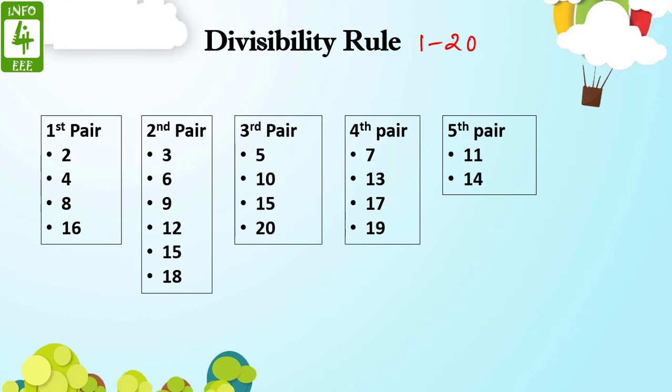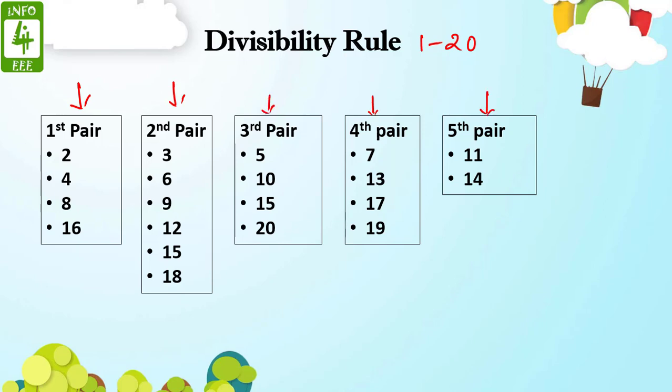I have broken the numbers into 5 pairs. In the first pair, we will see the divisibility rule for 2, 4, 8 and 16. In the second pair, 3, 6, 9, 12, 15, 18. In the third pair, 5, 10, 15, 20. In the fourth pair, 7, 13, 17 and 19. In the fifth pair, we will see the divisibility rules for 11 and 14.